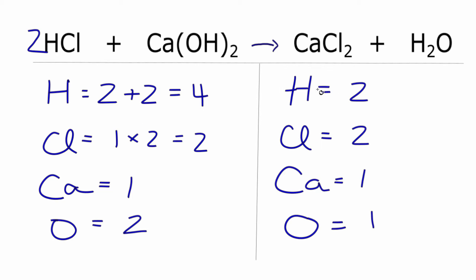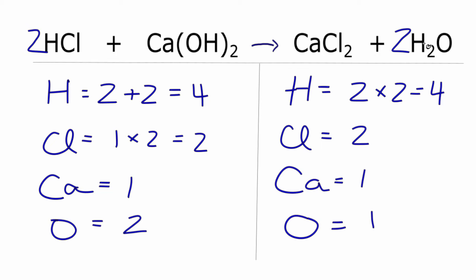So the hydrogens are still off, but the chlorine atoms, they're balanced. How about we take a look and fix the hydrogens over on this side? So I know if I put a 2 here, 2 times 2, that'll give me 4. So now I have my hydrogens and my chlorines and my calcium balanced. It's just the oxygen.